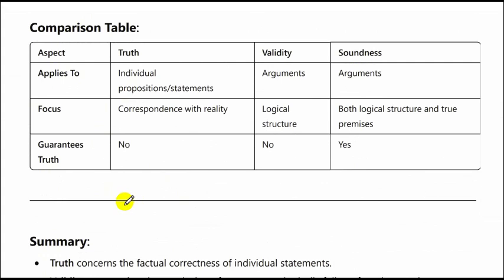Let us do a comparison table. Truth, validity and soundness. Truth applies to individual propositions. Validity applies to arguments. Soundness applies to both arguments and propositions. The focus of truth is on correspondence with reality. That is, it should match with reality.